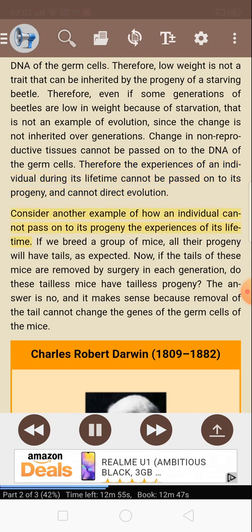Consider another example of how an individual cannot pass on to its progeny the experiences of its lifetime. If we breed a group of mice, all the progeny will have tails as expected. Now, if the tails of these mice are removed by surgery in each generation, do these tailless mice have tailless progeny? The answer is no, and it makes sense because removal of the tail cannot change the genes of the germ cells of the mice.